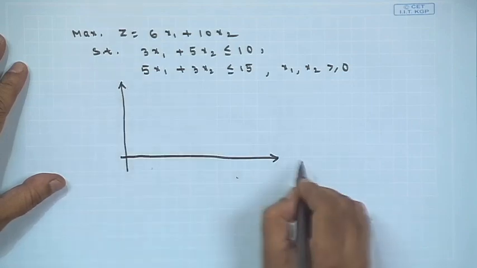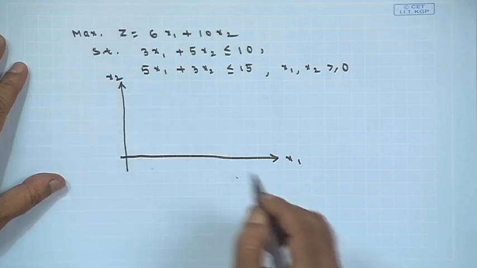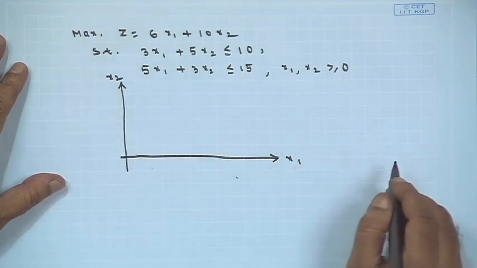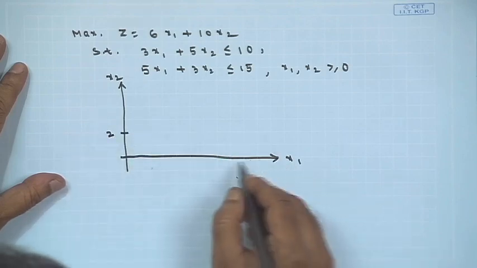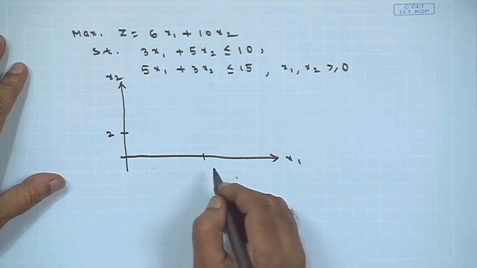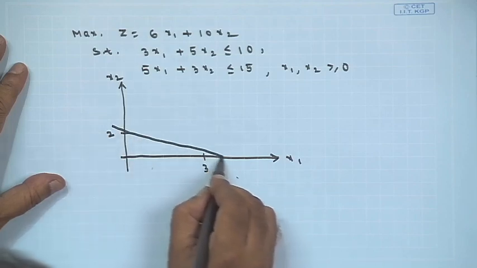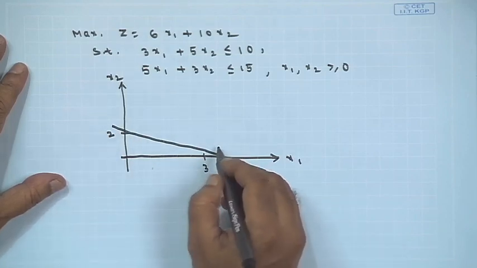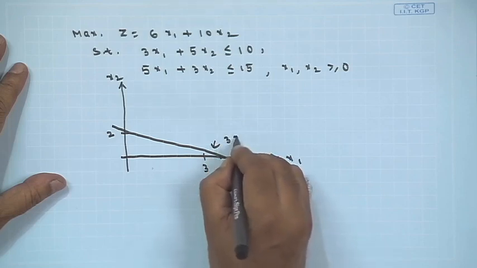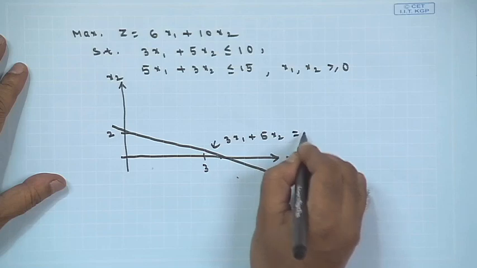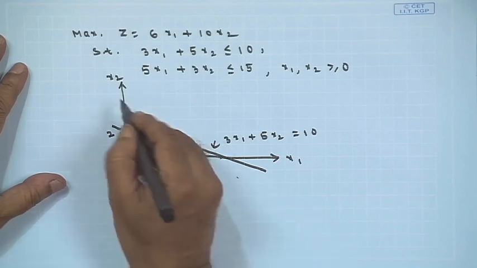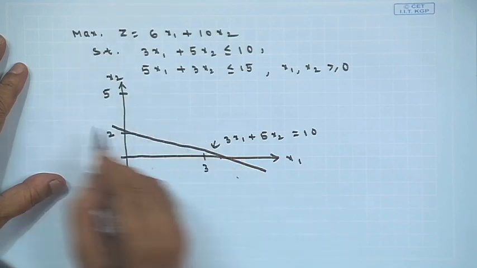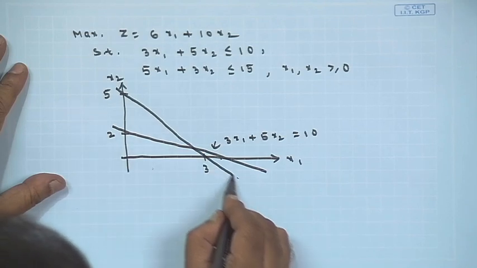So, this is x1, this is x2. There will be one line which will be crossing here, say this is 2, and somewhere here it will be. If it is 3, it will be a little above 3. So, it will be something like this. So, this is the line 3 x1 plus 5 x2 equals 10. The other one is 5 x1 plus 3 x2 equals 15. So, it will go through the point 3 and the point 5. So, if you see, it will be something like this.